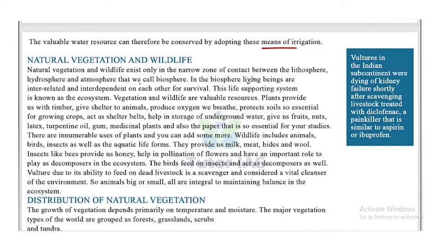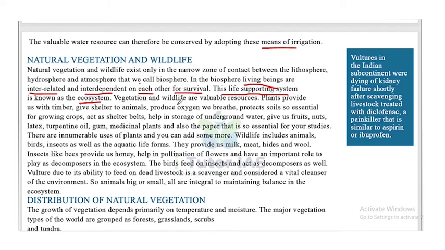In the biosphere, living beings are interrelated and interdependent on each other for survival. This life supporting system is known as ecosystem. So the living beings are interrelated and interdependent on each other for survival, and this life supporting system is called ecosystem.